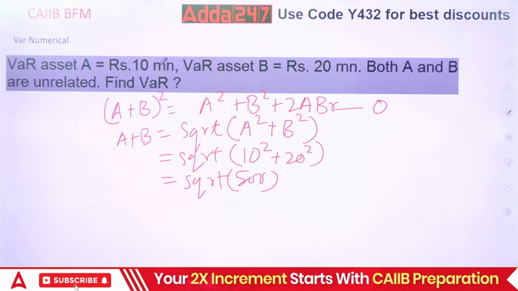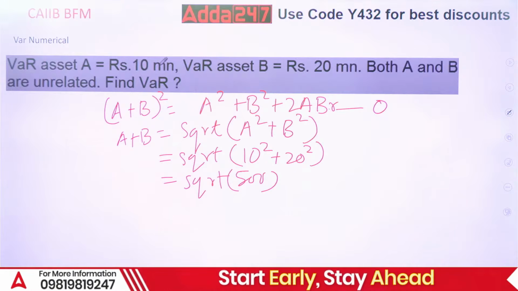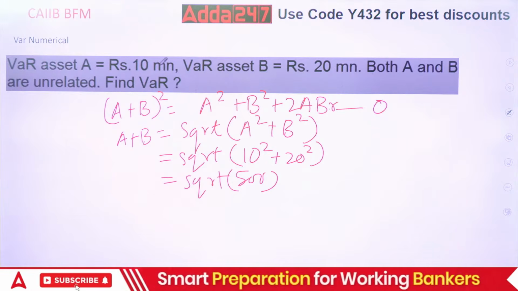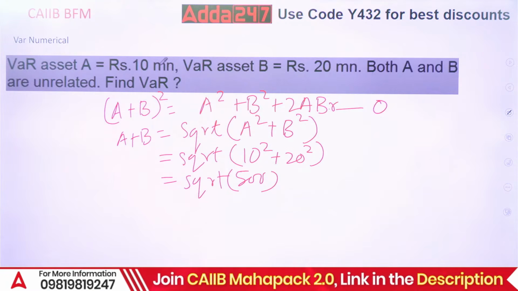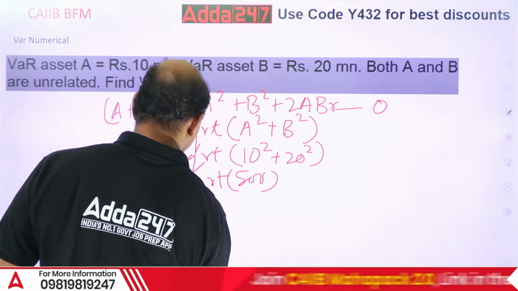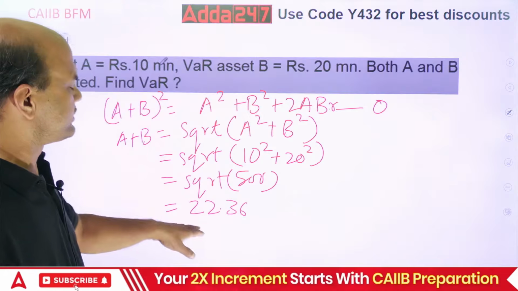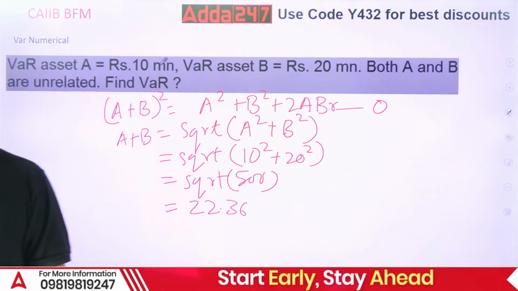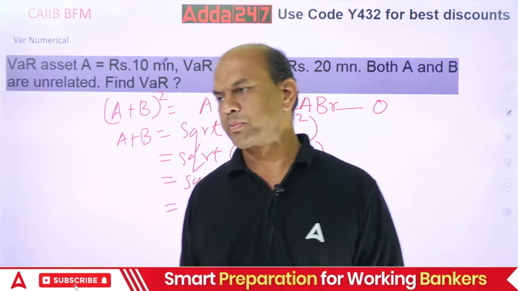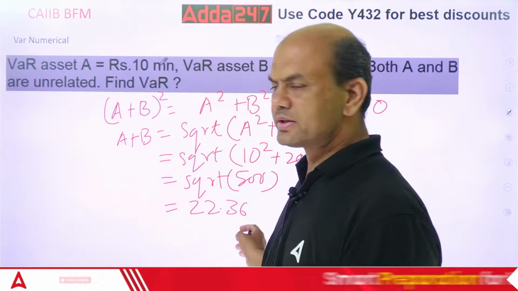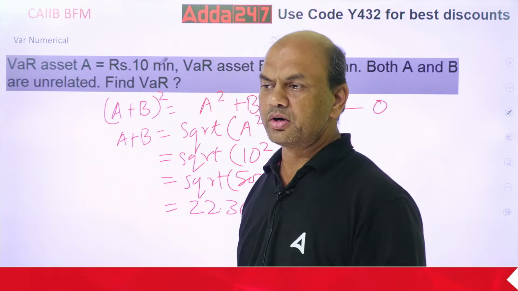I am getting $22.36. What are you getting? Are you also getting the same answer? So the combined VAR is 22.36. Are you getting it? All of you? Are you getting this? 22.36. Okay. Move on.